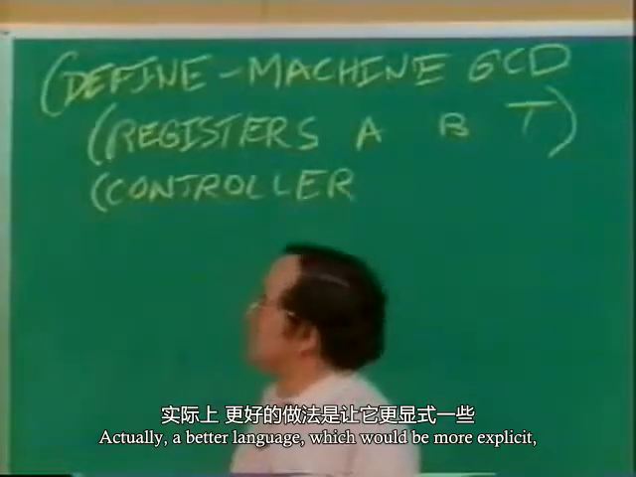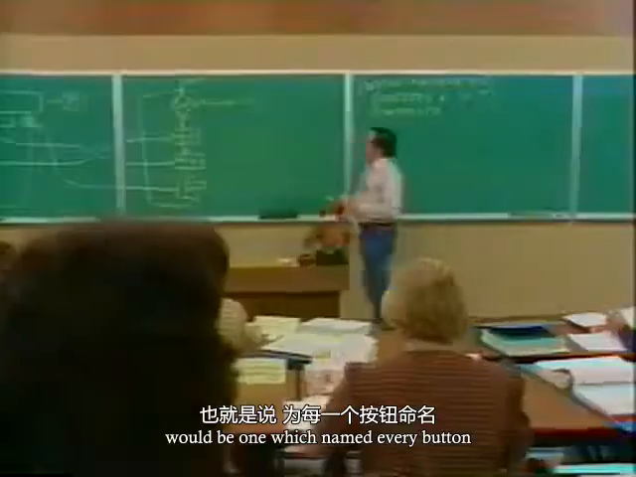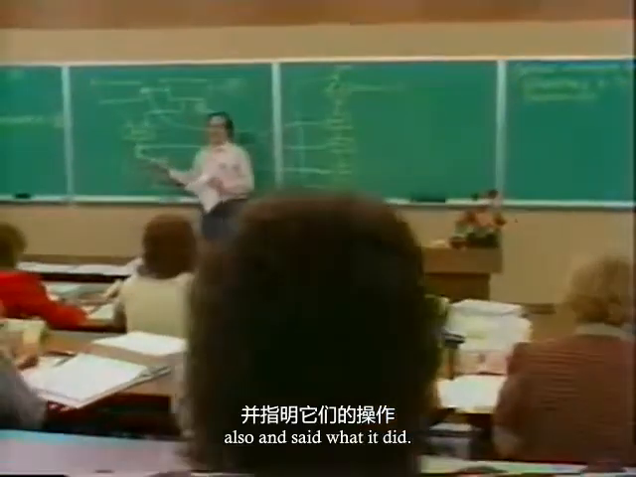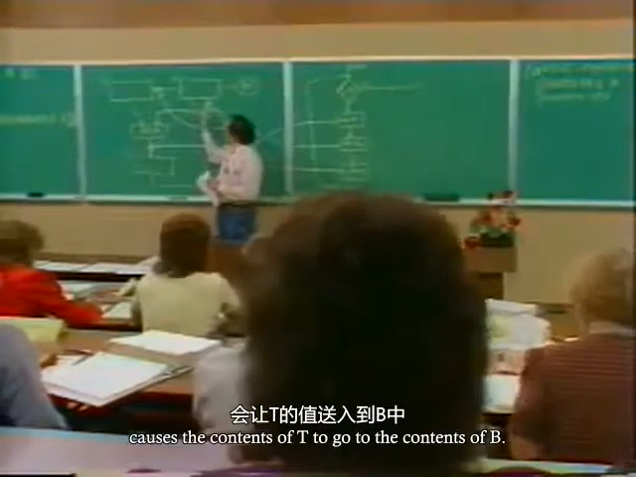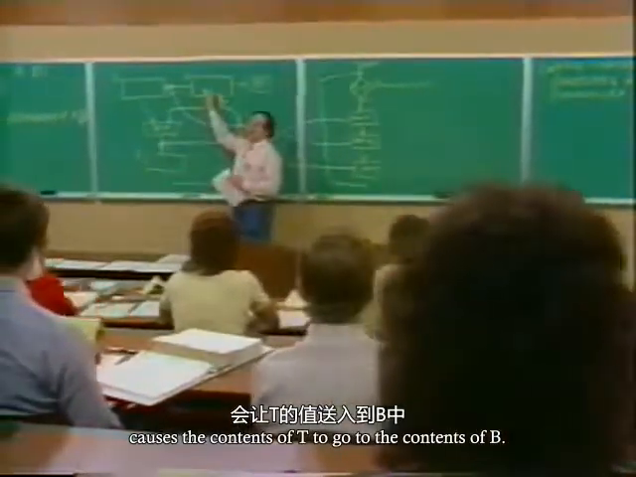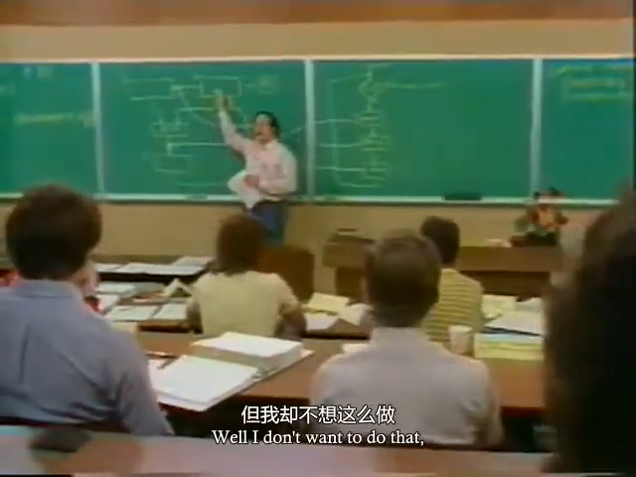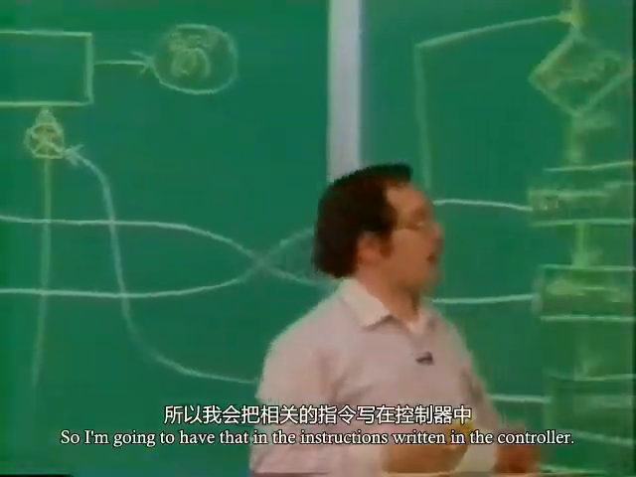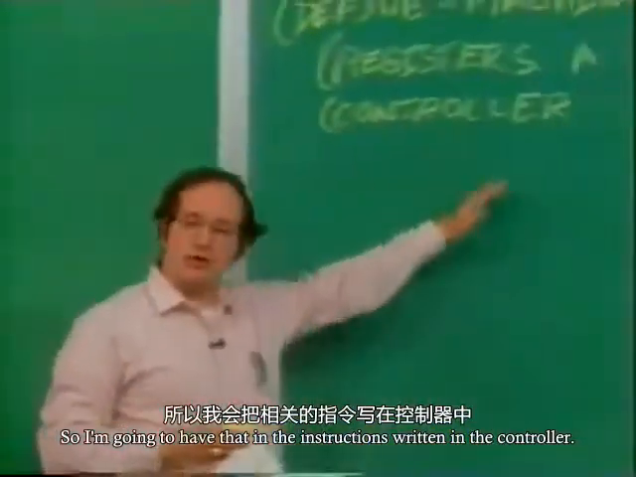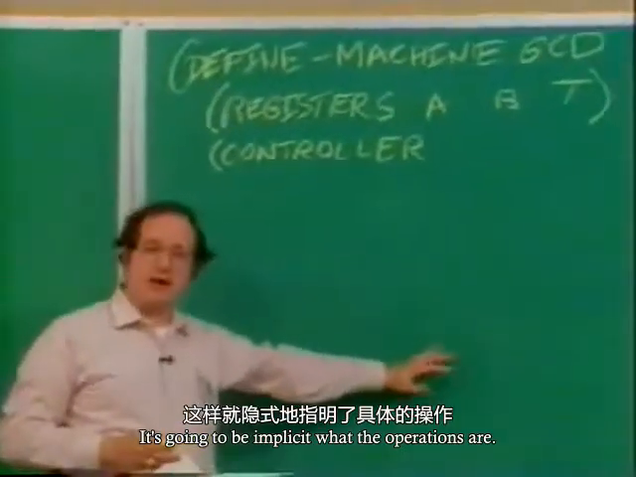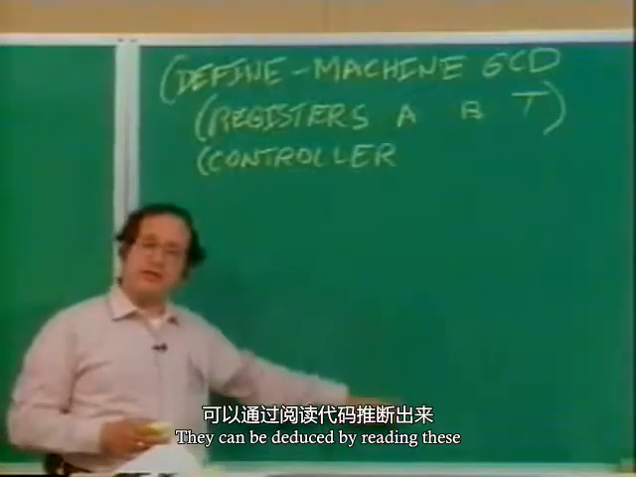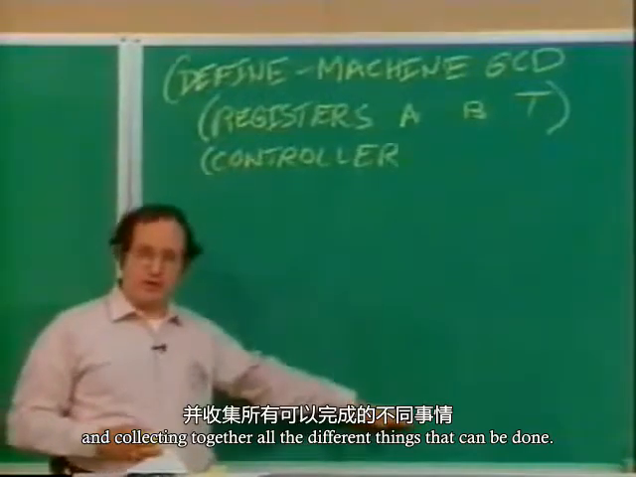Actually, a better language, which would be more explicit, would be one which named every button also, and said what it did. Like, this button causes the contents of T to move to the contents of B. But I don't want to do that because it's actually harder to read, and it takes up more space. So I'm going to have that in the instructions written in the controller. Okay, it's going to be implicit what the operations are. They can be deduced by reading these and collecting together all the different things that can be done.